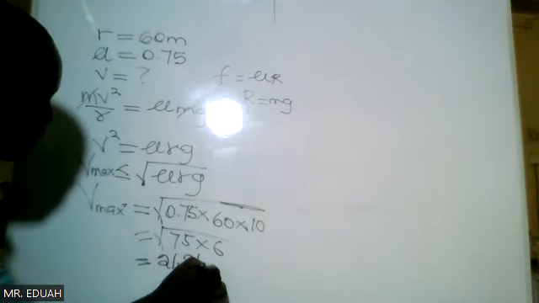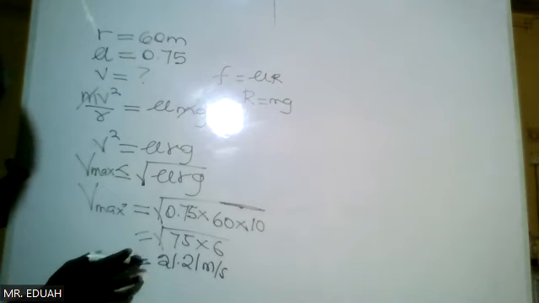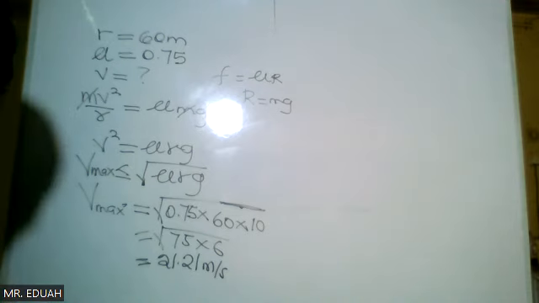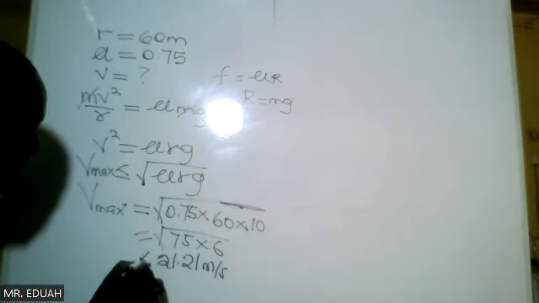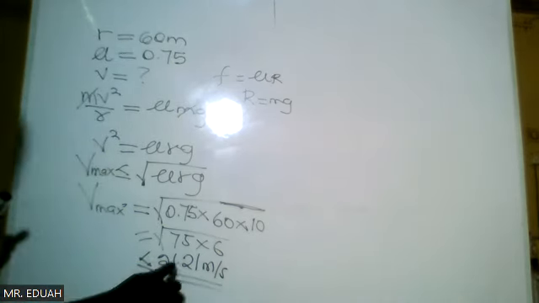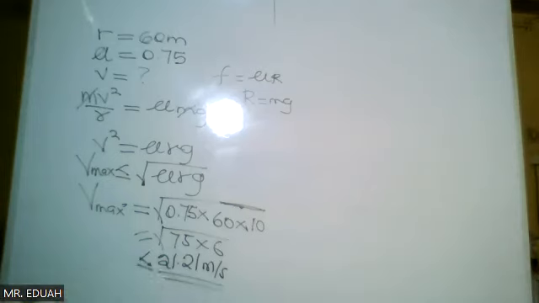21.21 meters per second. So it means that for the car to make the turn without skidding, the velocity must be anything less than or equal to this value. If the velocity is greater than this, the car will skid. So the value must be anything less than or equal to 21.21 meters per second.